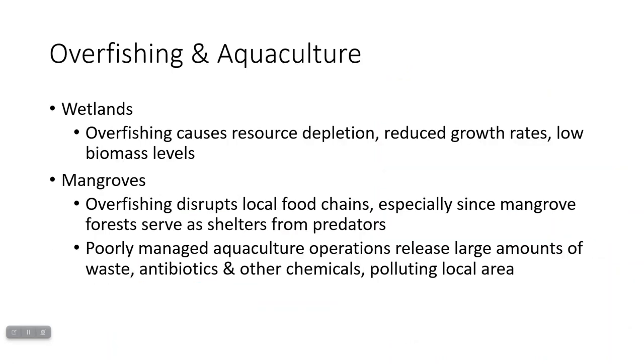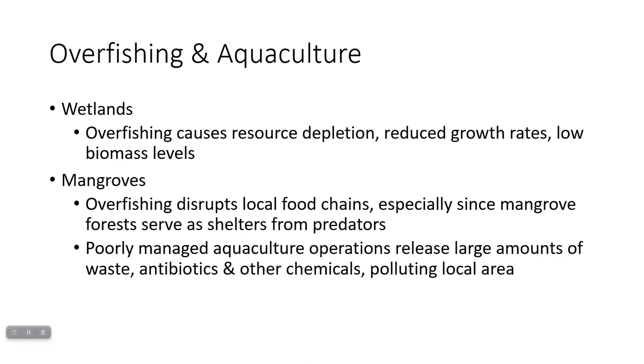Overfishing causes problems in any body of water and depletes resources. It can lead to all these adaptations in organisms that we've talked about before. If you overfish, then the ones that are left are going to be smaller because you fished all the big ones. And that can really disrupt the ecosystem and make it very vulnerable to invasive species, which can then cause even more harm. Mangroves provide a lot of shelter from predators, so if you overfish there, that's going to do a lot of damage to the local food chains.